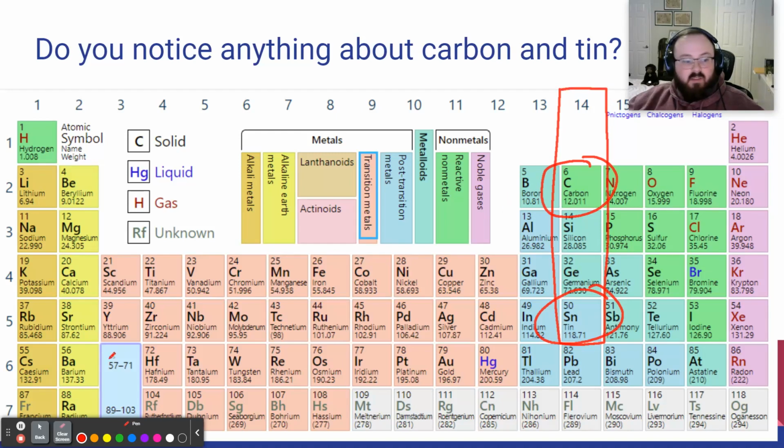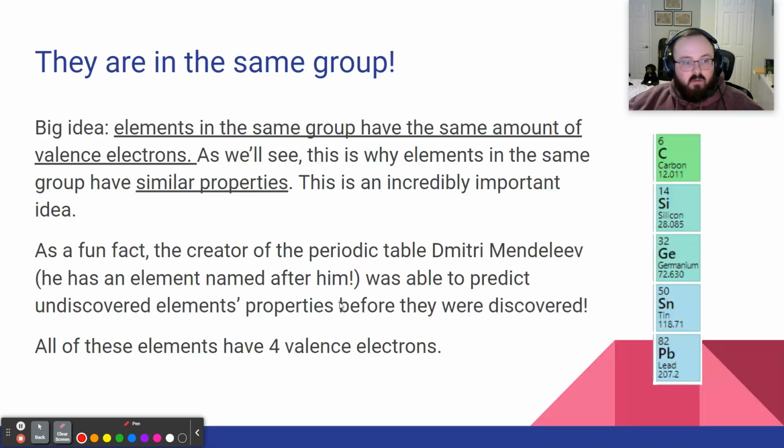I'm sure that's not a coincidence. They're in the same group. The big idea is, and I've underlined this to tell you how important it is: elements in the same group have the same amount of valence electrons. And we will see that elements in the same group will have similar properties. Alright? It's a super important idea of chemistry, and it is all due to those valence electrons.